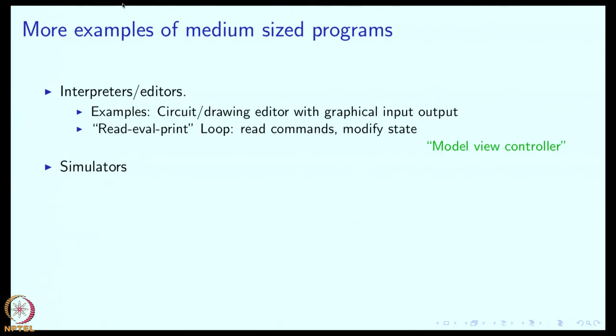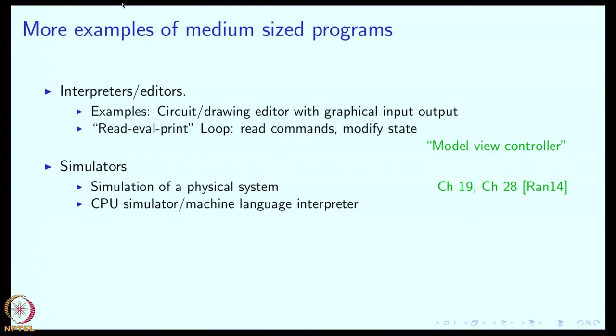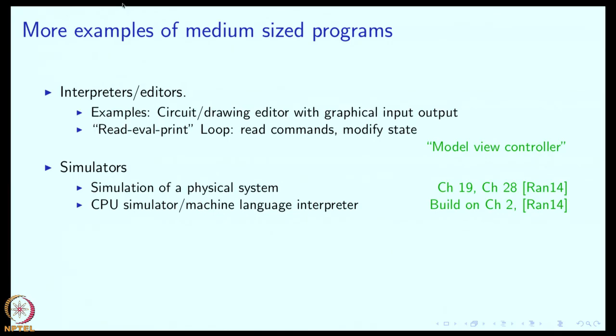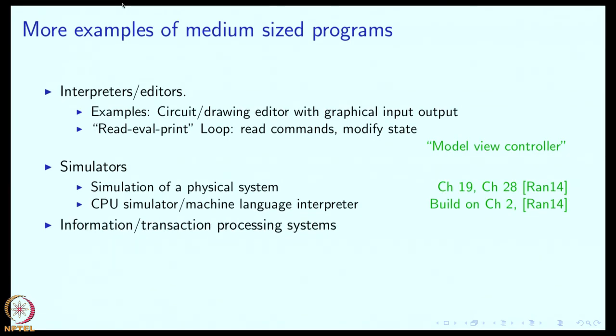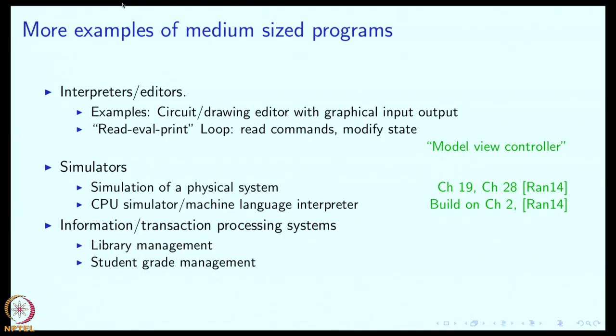Okay. You can have simulators, so simulation of a physical system. So a number of examples are given. You can also have a CPU simulator or a machine language interpreter. Okay. So for this you can build on the chapter 2 of the book, and you can have information or transaction processing systems, of course. So maybe library management, maybe student grade management.